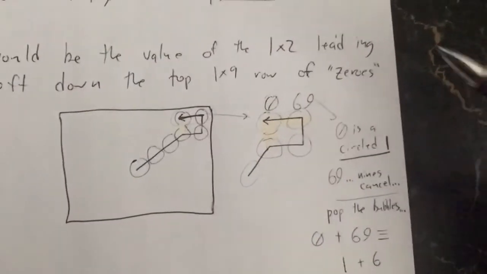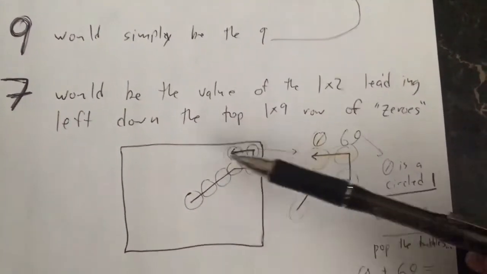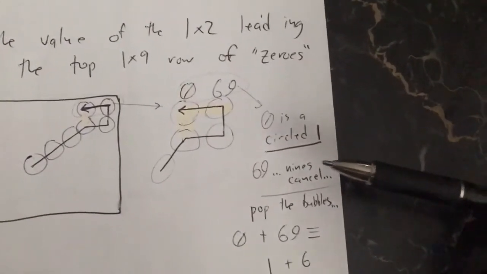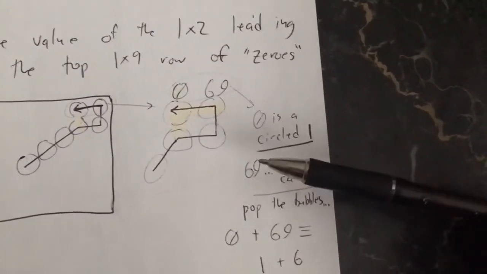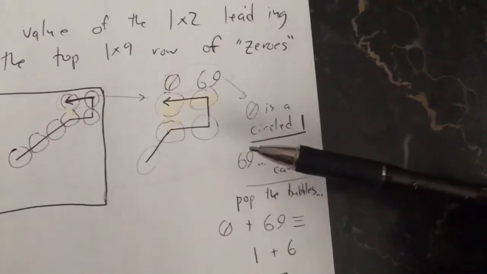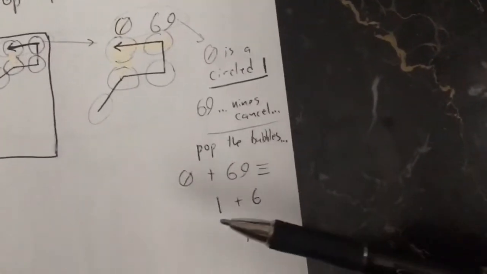So, the way I think about it, the 7 counts because you have a 0 and a 69 going from here. Okay? Your 0 is a circled 1. Your 69 and your 9's cancel, okay? So if your 9's are going to cancel, because 6 and 9 is 5, and 5 plus 1 is 6, it's like the 9 wasn't even there. So let's cancel the 9, let's cancel the circle, pop the bubbles. 7.